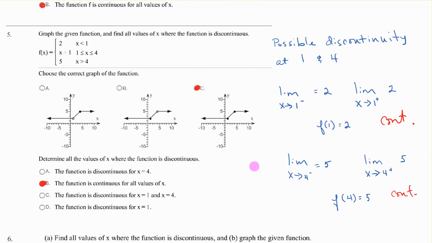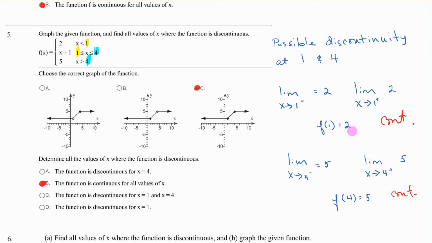Number 5 is a piecewise function. Here are our places, here are our parameters. The possible discontinuities, there's something at 1 and something at 4. So let's try 1. From the left, when we take the limit as x approaches from the left, that would be this way, our value is 2. As we come in from the right, it's this piece, so if we plug in 1 there, we get 2. So the limit exists, that's great.